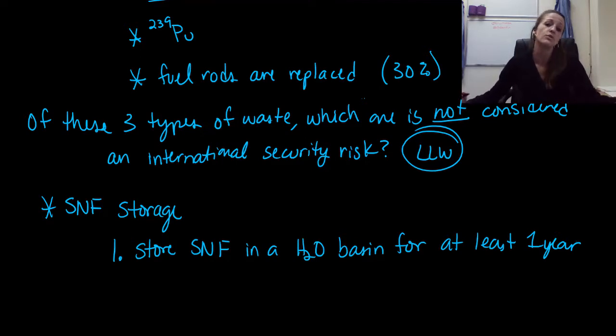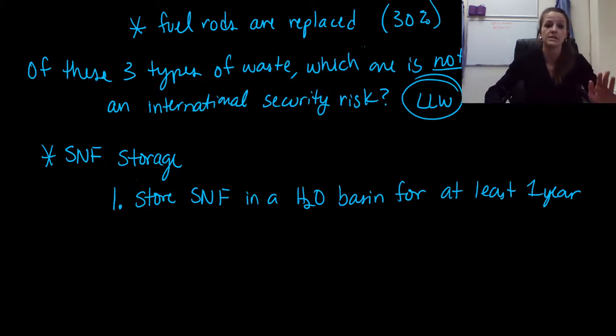The second thing is we use water as a way to absorb any alpha or beta particles that are being emitted from any other fission reactions that are spontaneously occurring, as these fuel rods are still going to be doing, because they have a lot of different byproducts in there. So it's very important that you store it for at least a year.